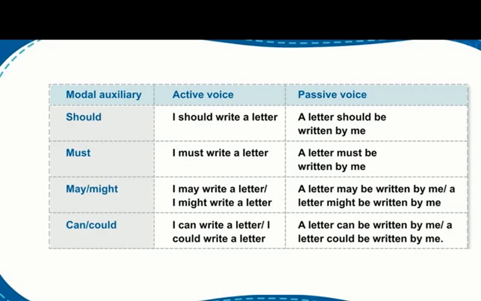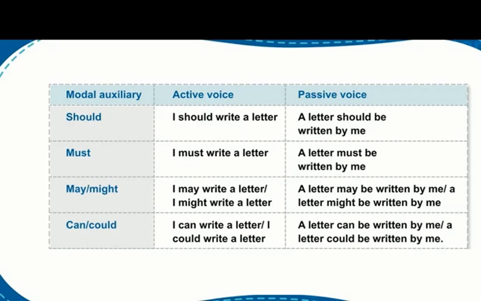Now look at the next modal auxiliary verb in active voice. I must write a letter. Here I is the subject, must write is the verb, a letter is the object. Swap the position, a letter as subject, and me as the pronoun. Write will be written in verb 3, and use the same modal auxiliary verb must plus be before verb 3, written. Now the passive voice is, a letter must be written by me.